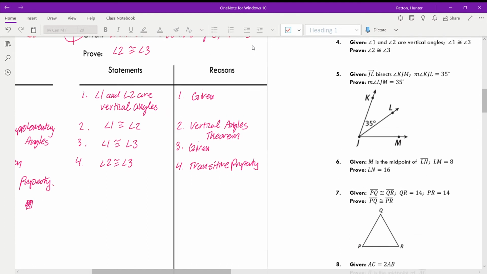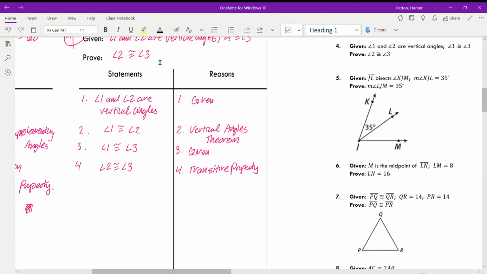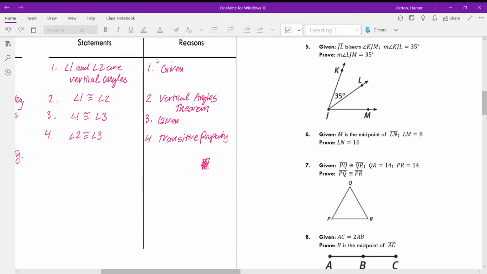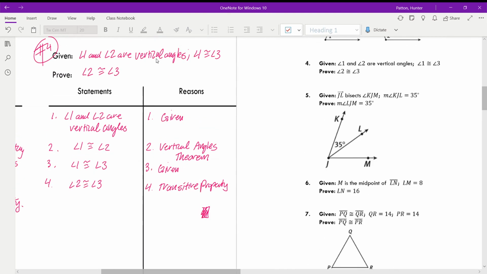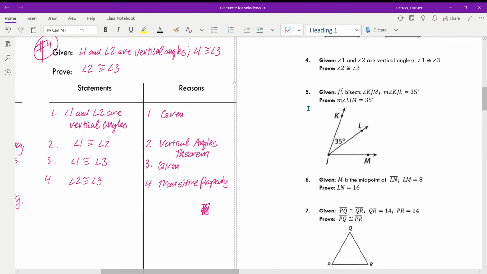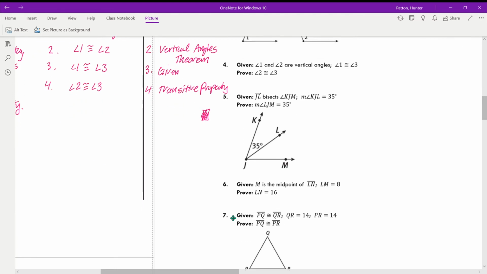So is that what we were trying to show? Yes, that's our proof statement, and we are done. There was no need for us to write out the measure of angle 1 equals the measure of angle 2, because we have a transitive property of congruence. So we're allowed to do this all together, with the transitive property of congruence, which we just really need to state as transitive property. So that's number 4. Okay, here we go, number 5.